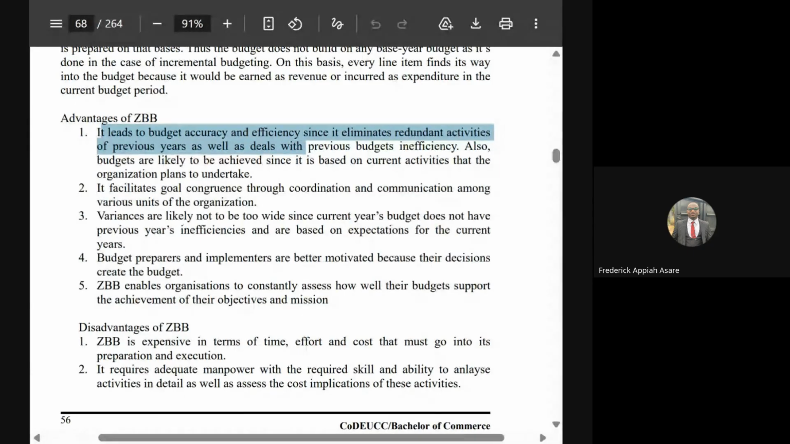So sometimes there will be an activity in last year's budget which was effective. By this year, it might not be effective. So if you are doing incremental, there is a possibility of you repeating it in the current year. But with zero-based budget, before that activity can appear, you usually analyze and assess its inclusion.